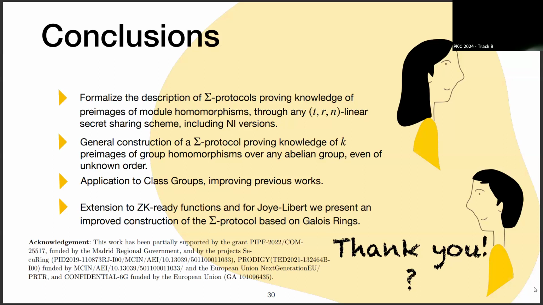Can your technique be extended to handle more complicated relations, other than just showing your knowledge of the pre-image? So the thing is, you need the fact that they are homomorphisms for the completeness property of the Sigma protocol. So as long as you guarantee that the verification check works properly, then I guess you can. But in general, I would say no, it depends, of course, on the statement.